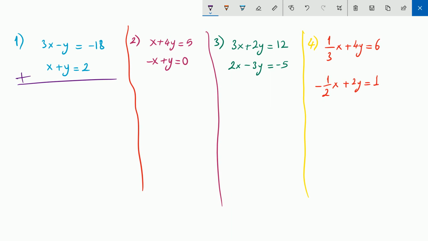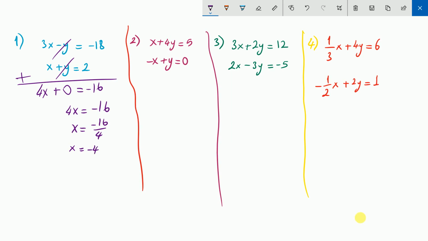Just directly add them up, guys. Negative y plus y will be 0, plus 3x plus x will be 4x, equals negative 18 plus 2, negative 16. 4x equals negative 16. X equals negative 16 divided by 4, which is negative 4.